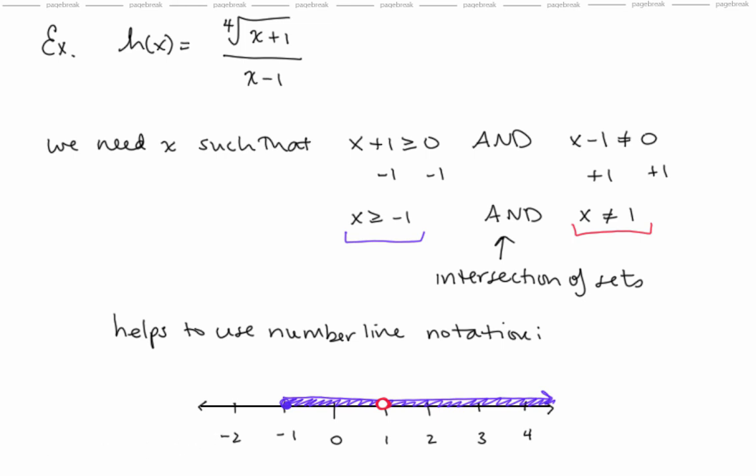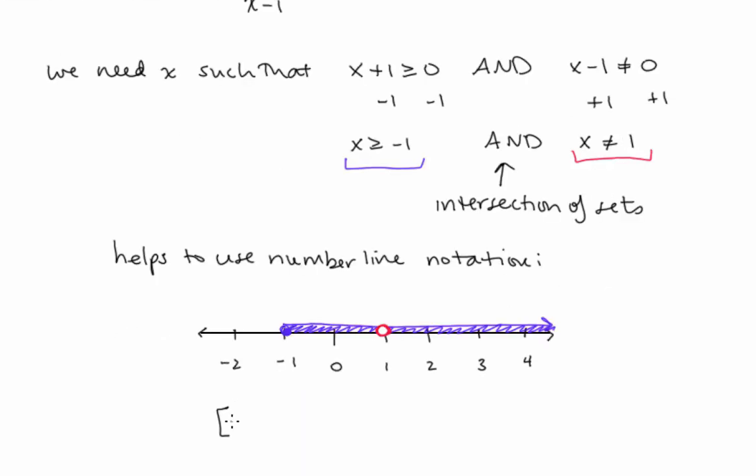So how can we write this in interval notation? This is the interval from -1 to 1. But notice it's closed on -1 and it's open on 1. Union the interval from 1 to infinity. Open on 1 here. And we always have the open parentheses on infinity. So this is our domain.